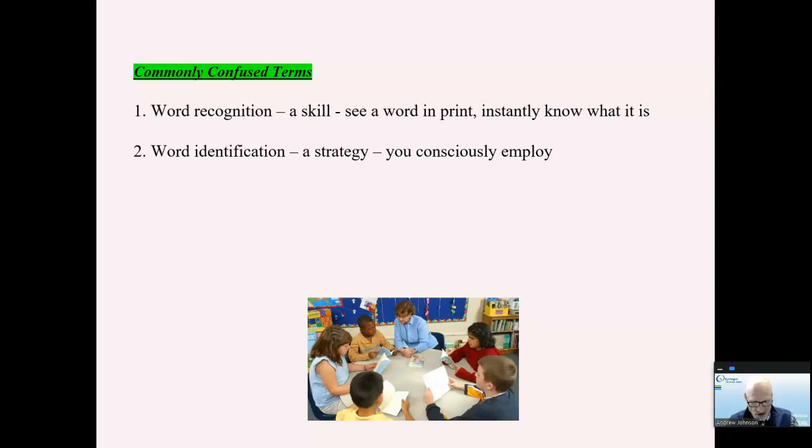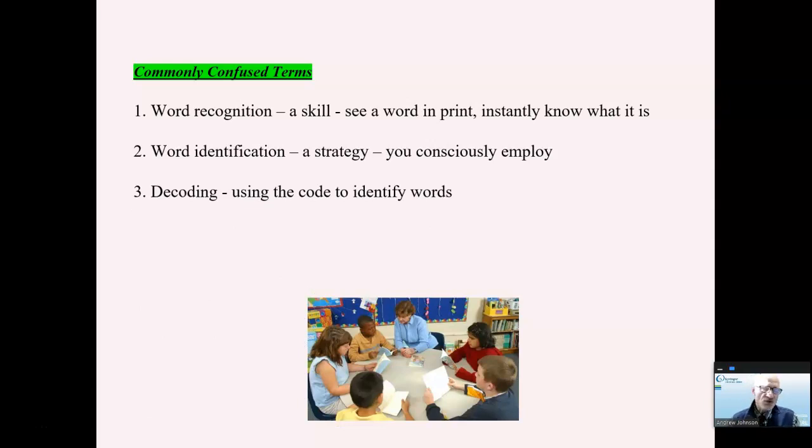Word identification is a strategy. It's something you consciously employ. You see a word in print, you don't recognize it. It's not in the dictionary in your head. So you have to consciously employ some strategy to identify what that word is. A skill is something that you do automatically. A strategy is a process you consciously employ.